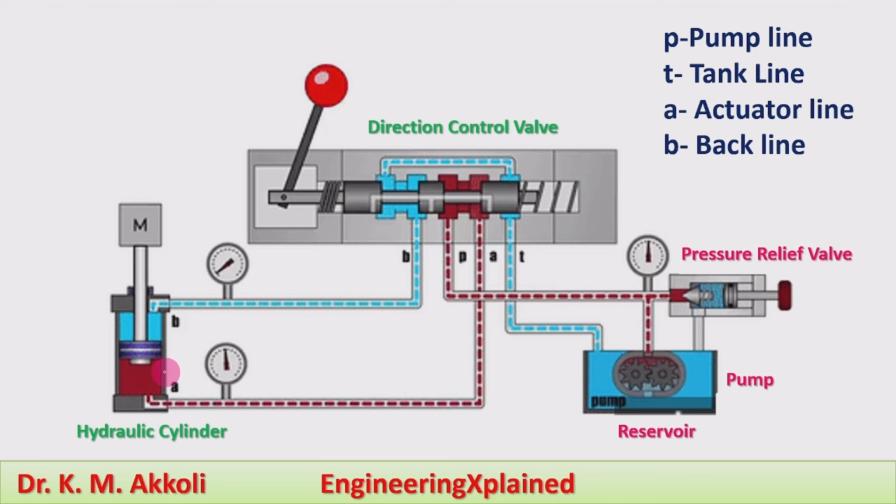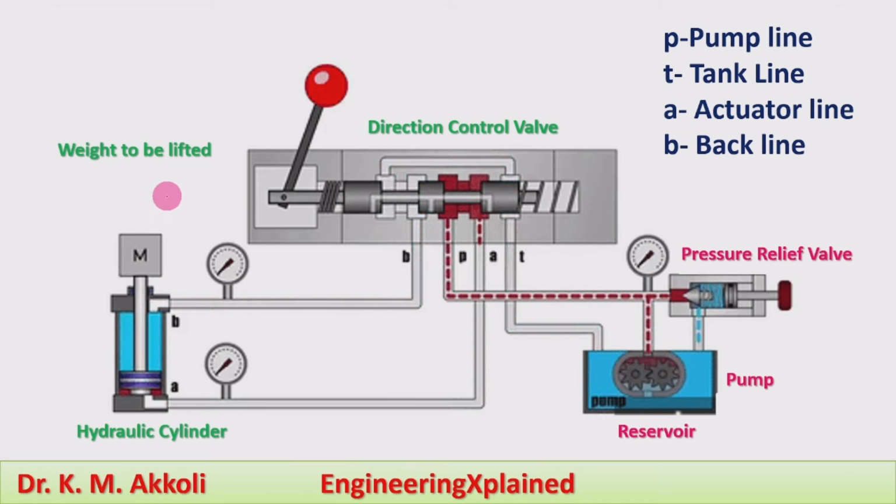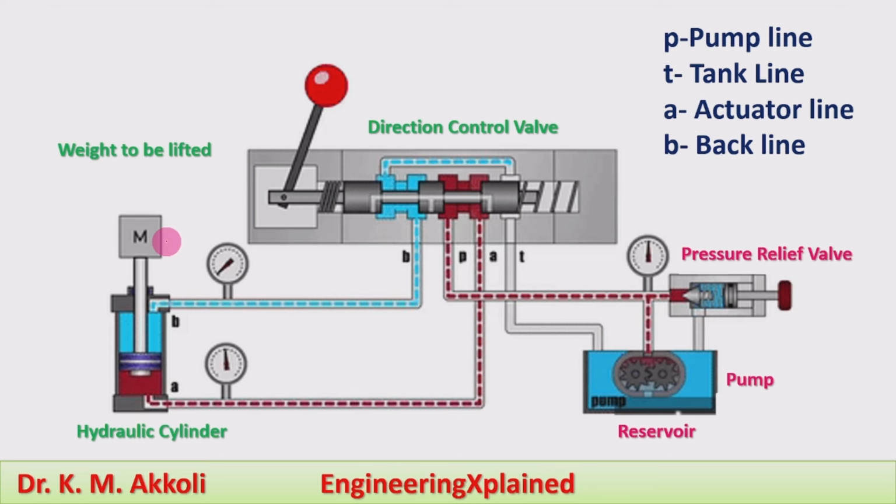The output it produces here is the weight to be lifted. Weight lifting is an example of the working. All the different types of output work can be produced from this system.